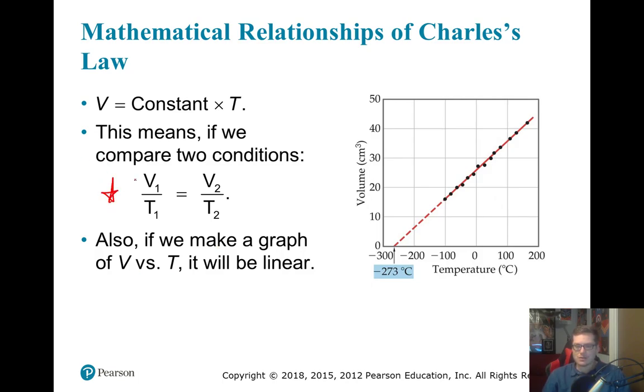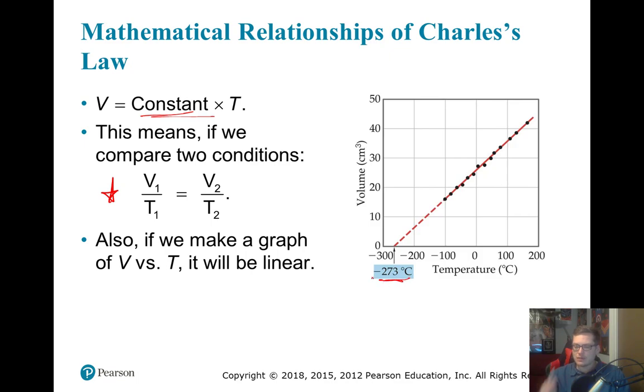Right here. So the volume divided by the temperature at state 1 is equal to the volume divided by the temperature at state 2. Notice that once again we've got this constant thing. We've got volume equals some constant times T, and we can graph these and we get these straight lines here. Now notice they've graphed all these data points, put in a line of best fit, and then they extrapolated their line down to this value here.